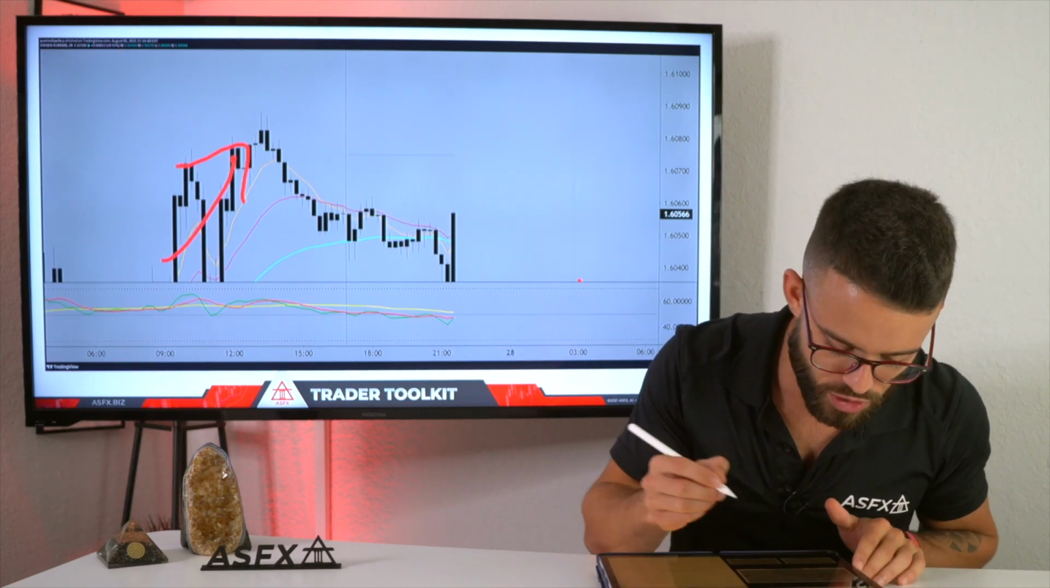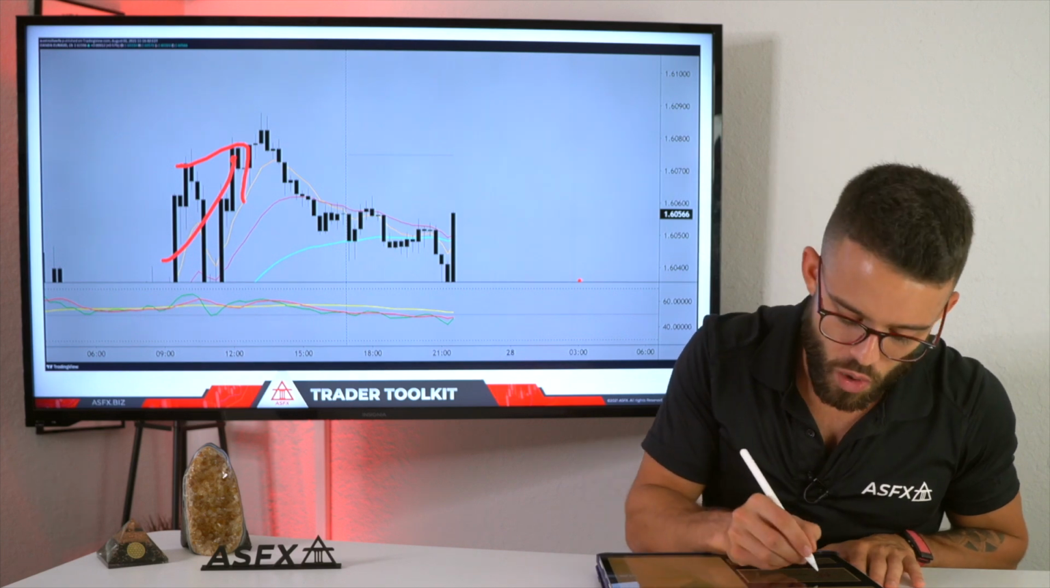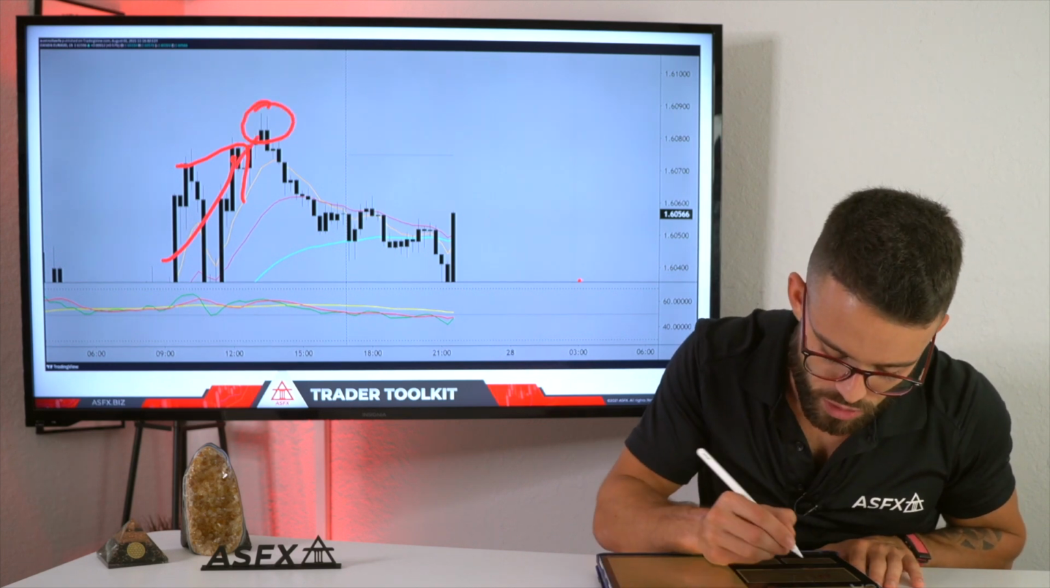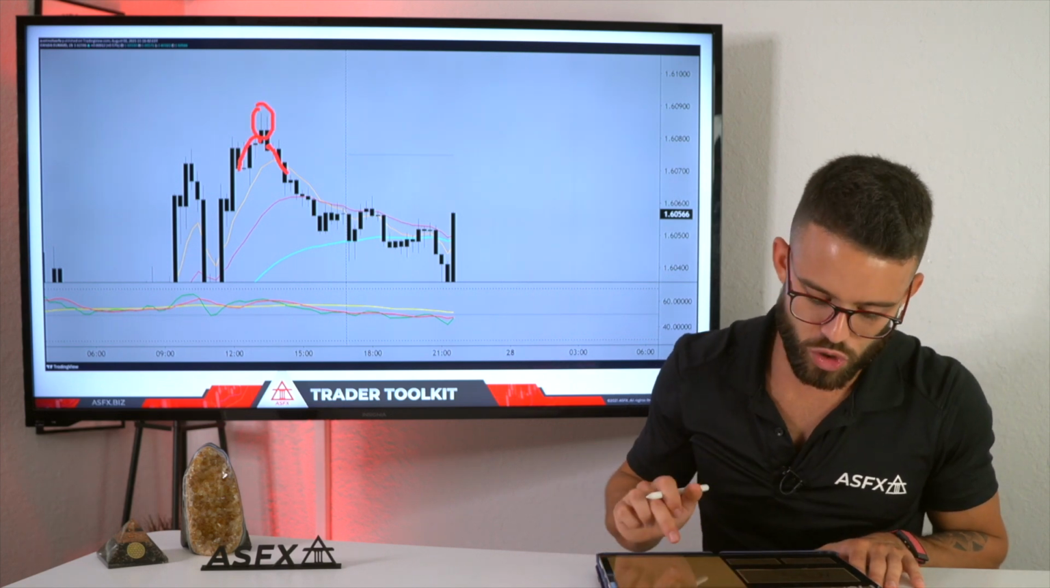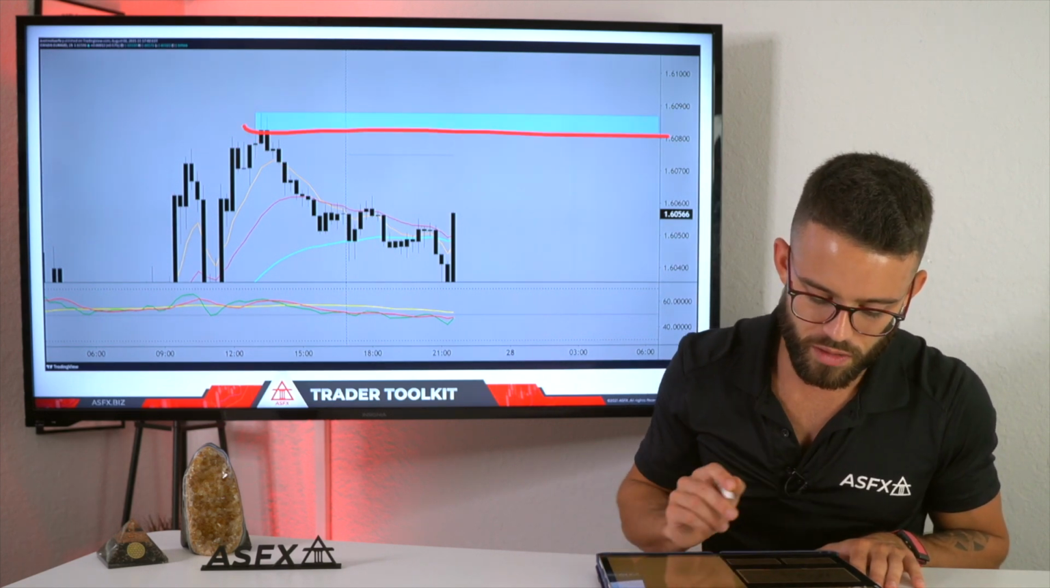Price moved up here. This is Euro AUD on the 15-minute chart. We have a pin up here. The 2 candles to the left and the 2 candles to the right are not higher. This pin is the highest, so we're drawing our zone right there. You can see it here.